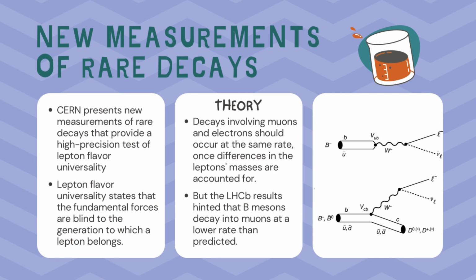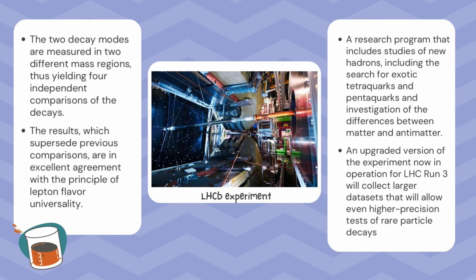The new LHCb analysis, which has been ongoing for the past 5 years, is more comprehensive. It considers two different B-meson decay modes simultaneously for the first time and provides better control of the background processes that can mimic the decays of B-mesons to electrons. In addition, the two decay modes are measured in two different mass regions, thus yielding 4 independent comparisons of decays. The results, which supersede previous comparisons, are in excellent agreement with the principle of lepton flavor universality.